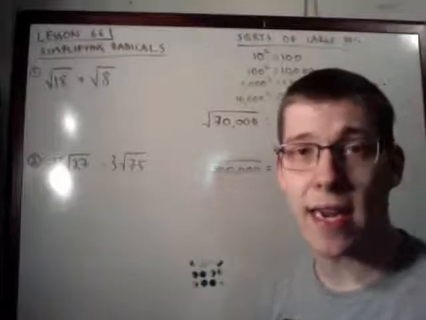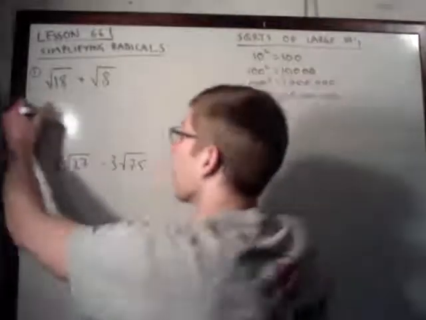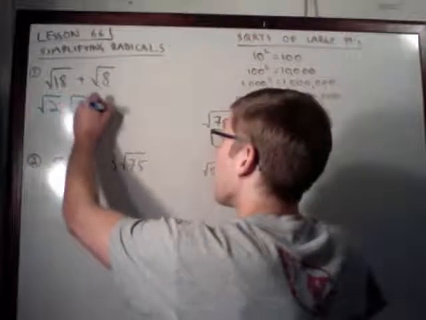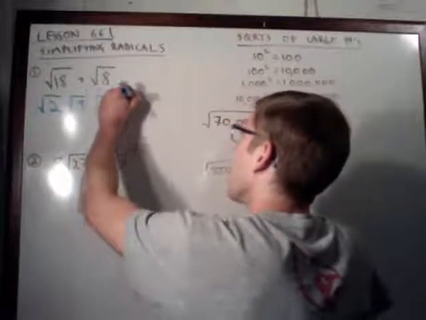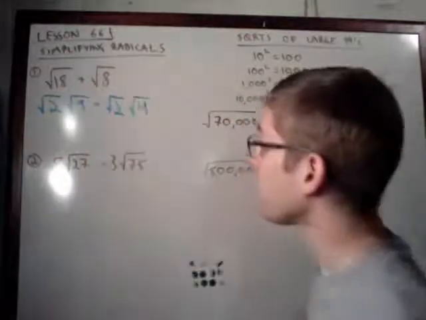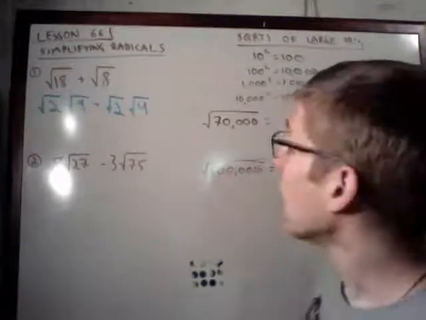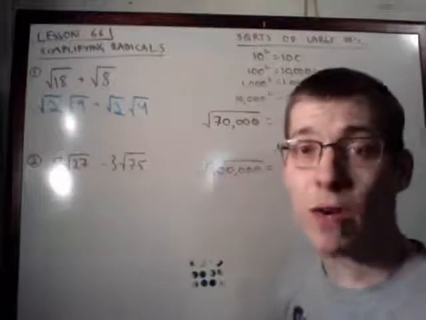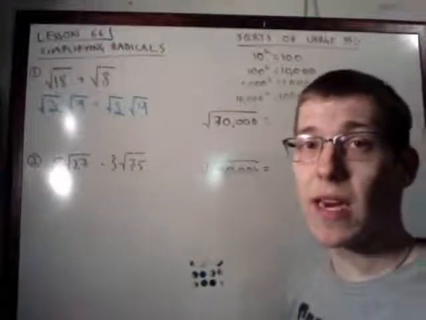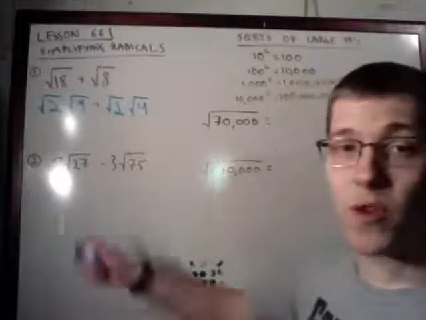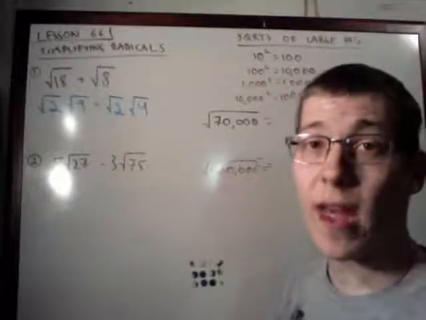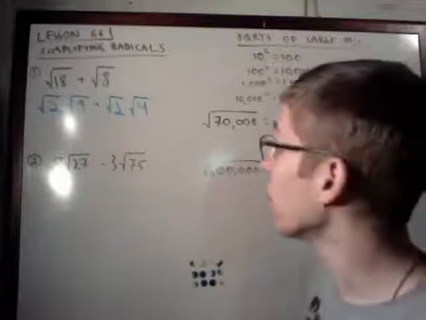2 times 9, 18. So we can rewrite the square root of 18 as the square root of 2 times the square root of 9, and we can rewrite the square root of 8 as the square root of 2 times the square root of 4. Now at this point, we notice that the square root of 2 we can't do anything with. That's an irrational number. We're not going to be able to get it into a more useful format. However, square root of 9 and square root of 4, those we should recognize right away as things we can easily simplify.